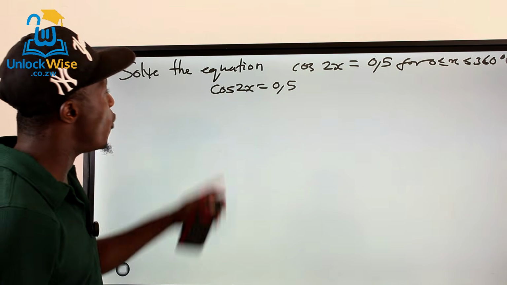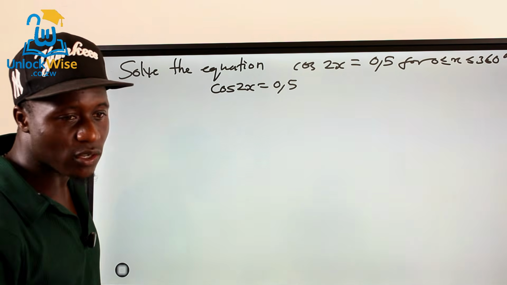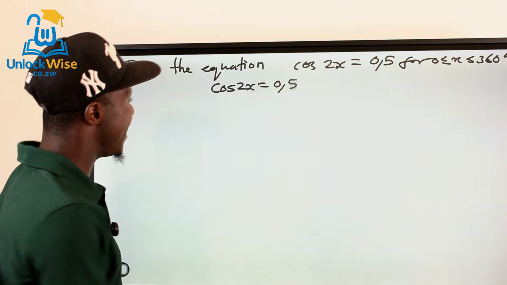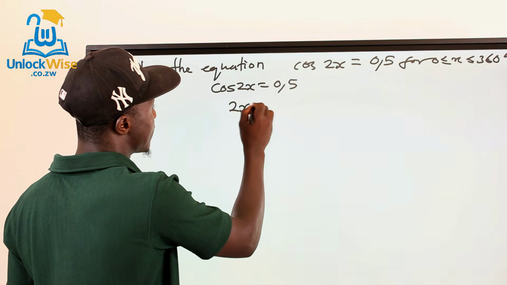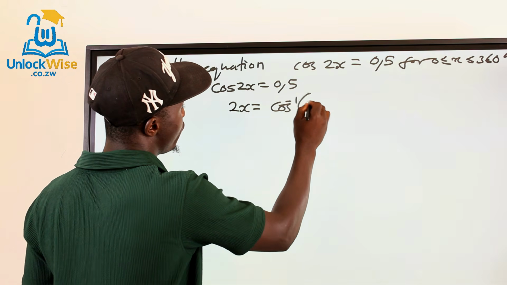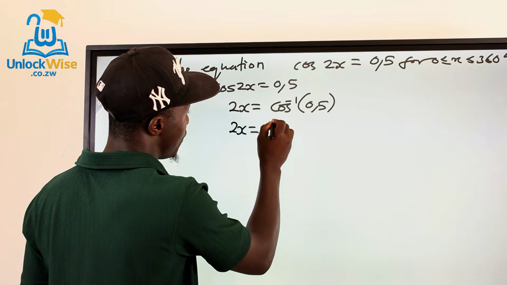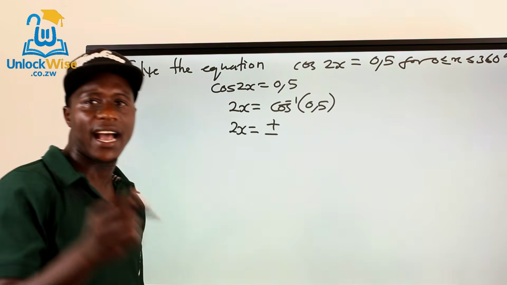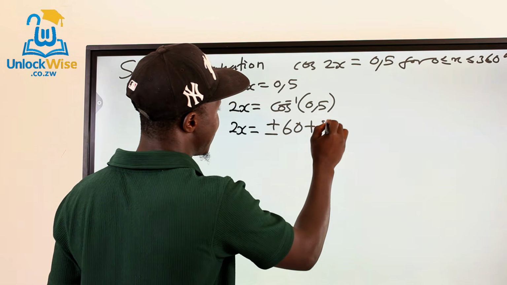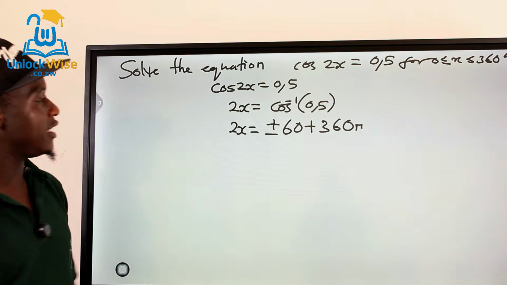First things first, we need to find the principal value. Remember, the quadrant of cos theta is equal to plus or minus PV + 360n. So we are going to say 2x is equal to arc cos of 0.5, so 2x is equal to plus or minus. Now, what is the arc cos of 0.5? The arc cos of 0.5 is 60, plus 360n.